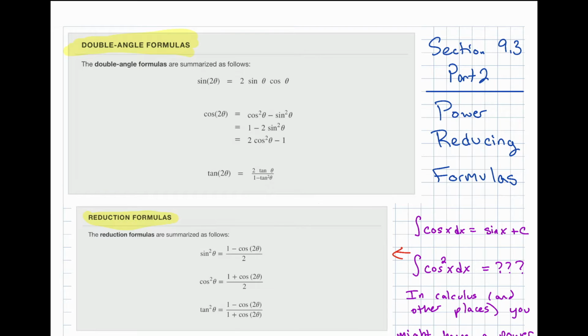Hello, everybody. So what we're going to be looking at today is section 9.3 from your book, part 2, power reducing formulas. Now, in the previous video, we did look at this a little bit at the end, but I wanted to make another video with more sample problems and that kind of stuff.